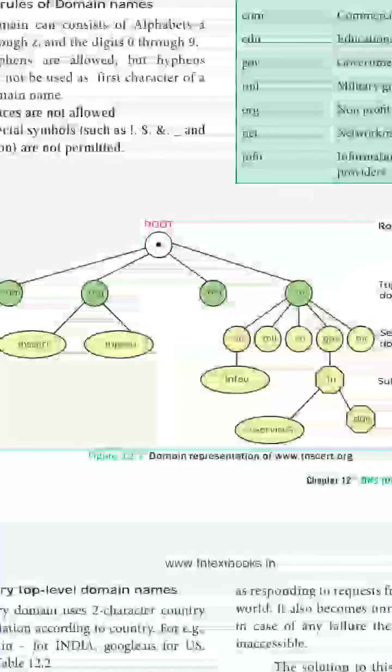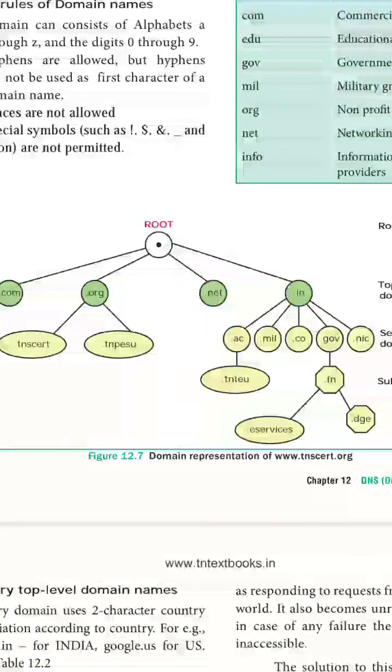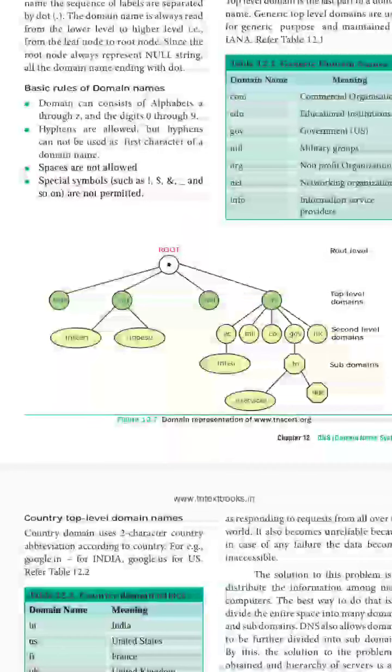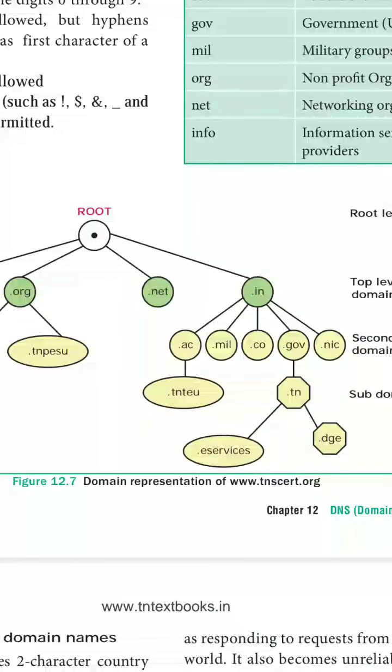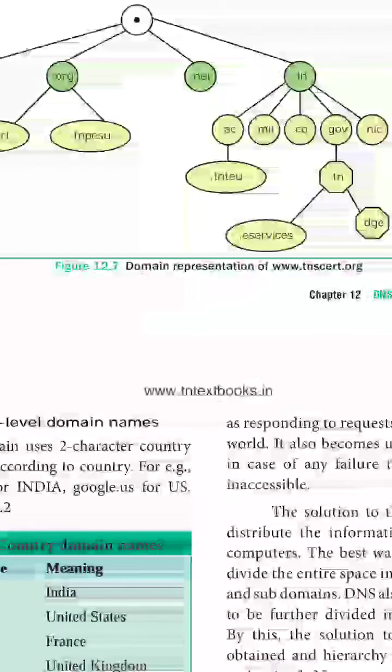So www.tnscrt comes under .org. You can see that there are different types of domains: top level domains, second level domains and subdomains. Tamil Nadu Engineering Admission comes under ac.in. These are the second level domains. This is represented in diagram 12.7.